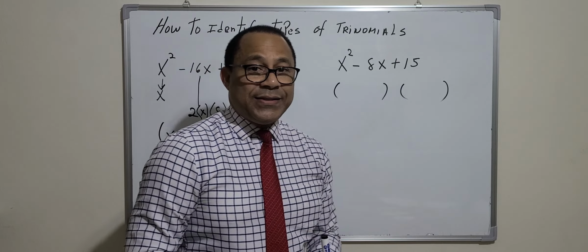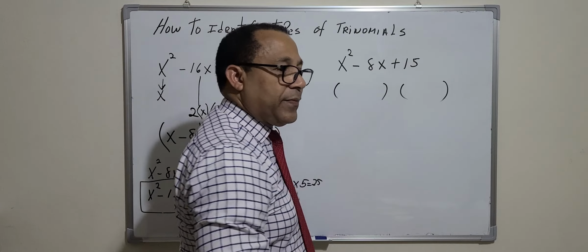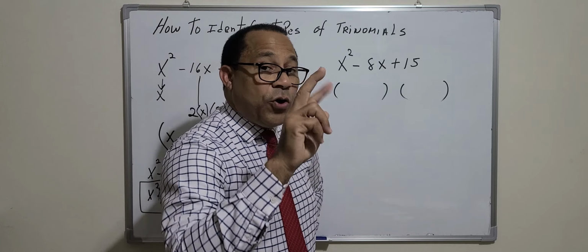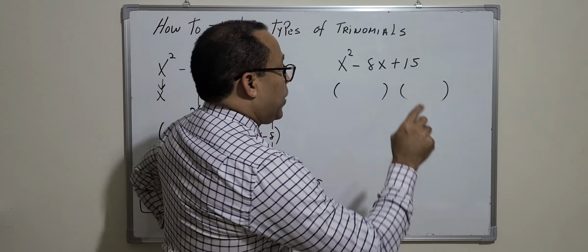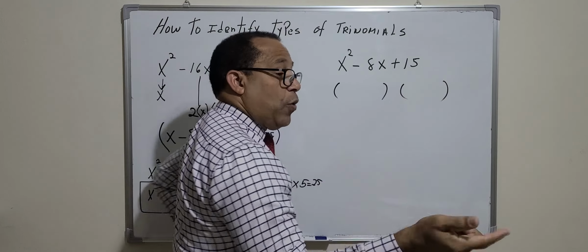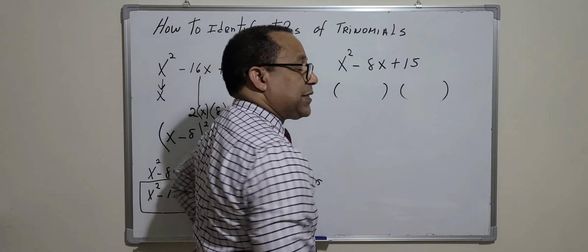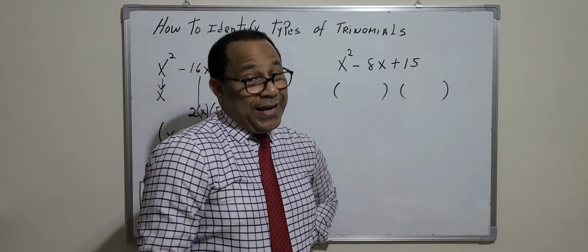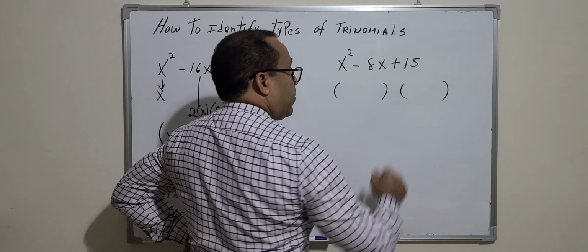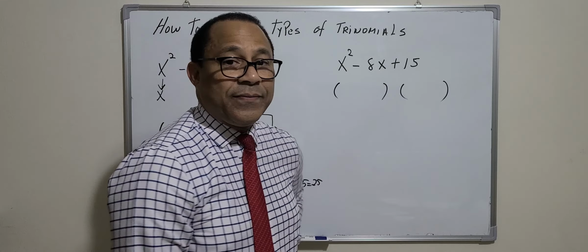This applies for this trinomial. We need to find two numbers. When we multiply those two numbers, we get the third term. And when we add or subtract those numbers, we get the second term. Again, when multiplying those two numbers, we get the third term. And when we add them or subtract them, we get negative 8x.